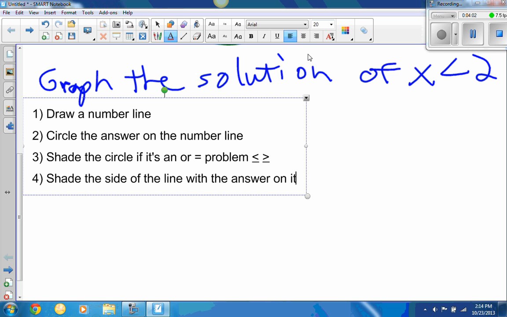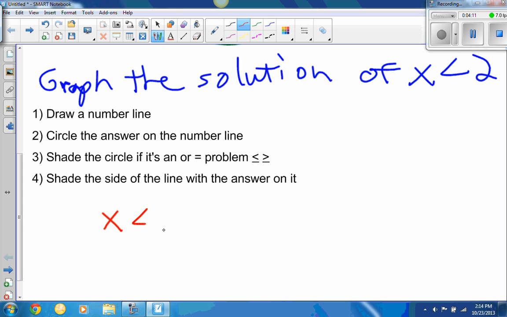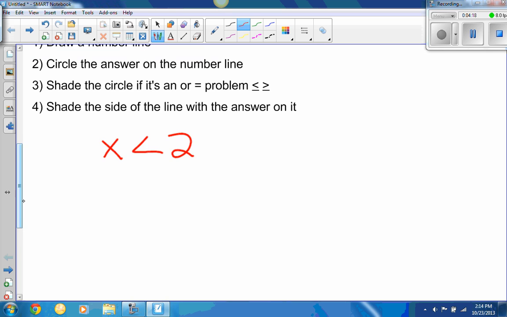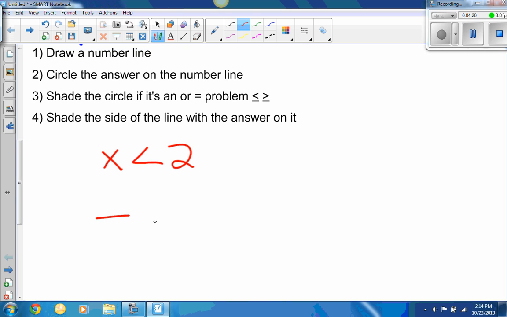Okay, so now what do I really mean by that? Let's go look at a problem. So let me just switch back to my pen. So if I have the problem x is less than 2, that is a very simple inequality, but it is an inequality, and we can follow those steps. So first step is we're going to draw a number line. And I'm going to let you take the shortcut for your number line. I'm going to just have you do 0, the number you're working with, and the opposite of the number, the inverse. So if x is less than 2, 2 is my answer, so I'm going to circle 2.